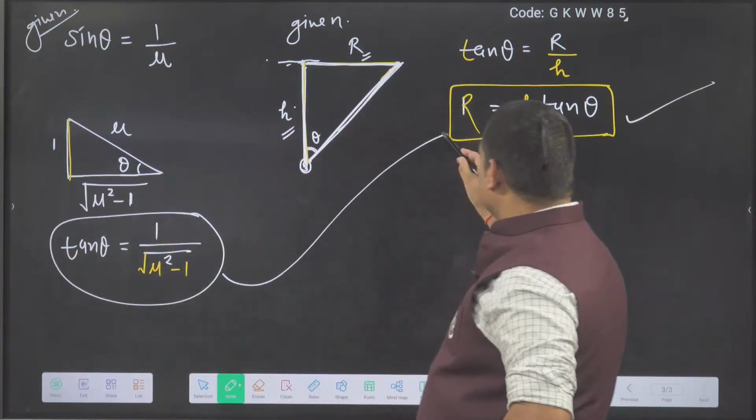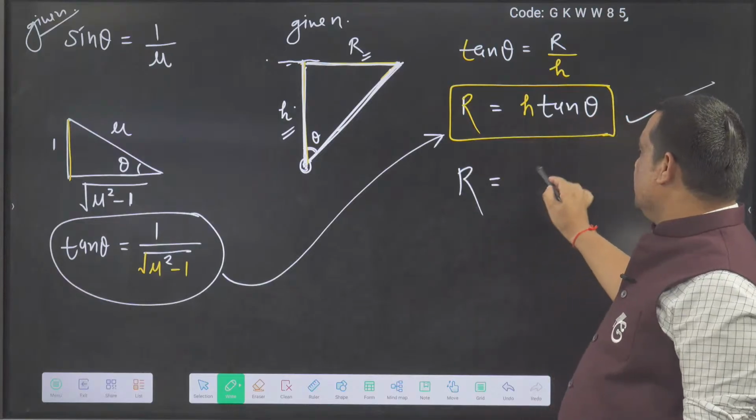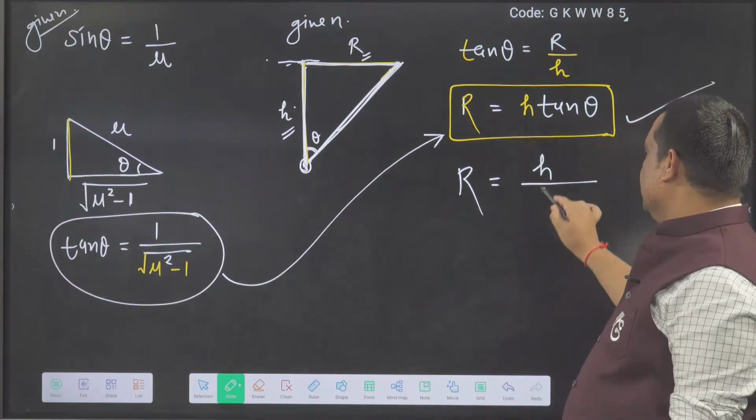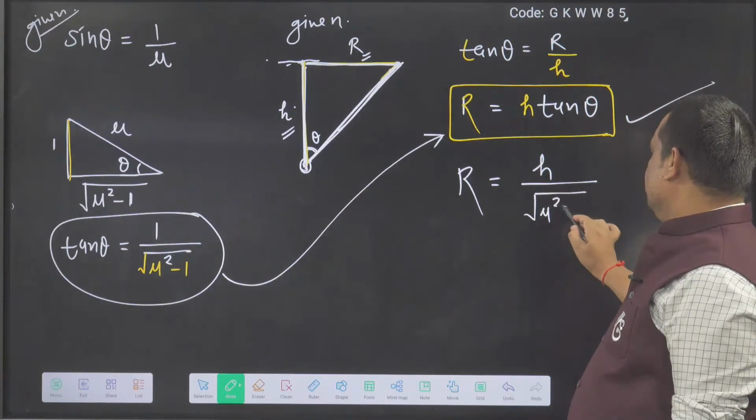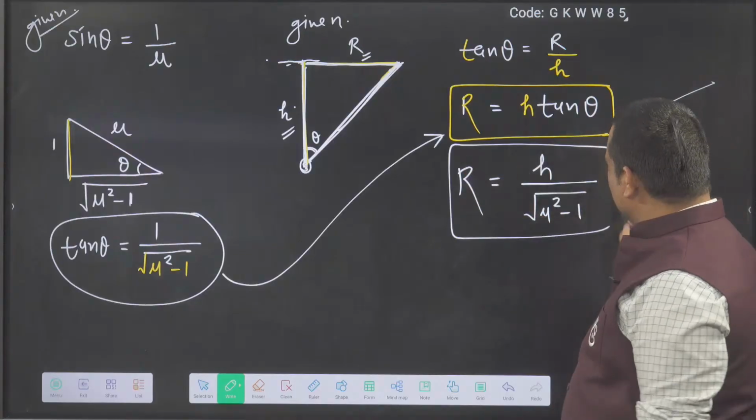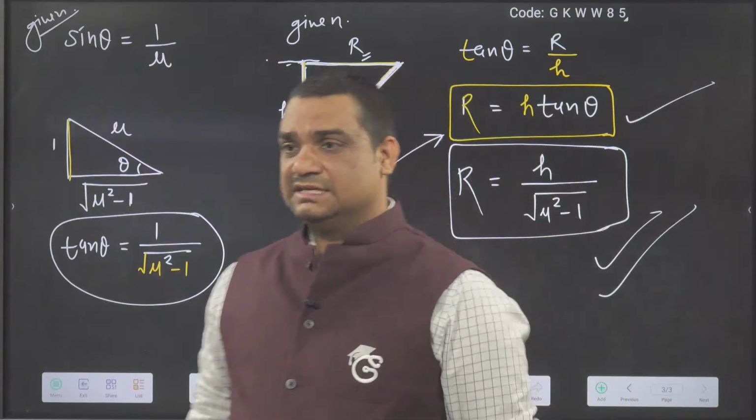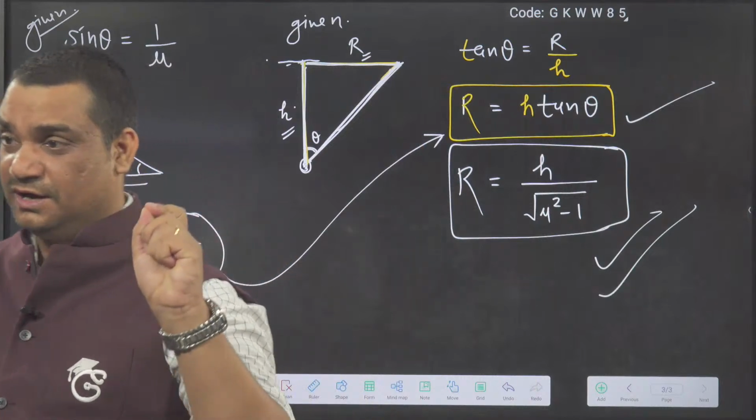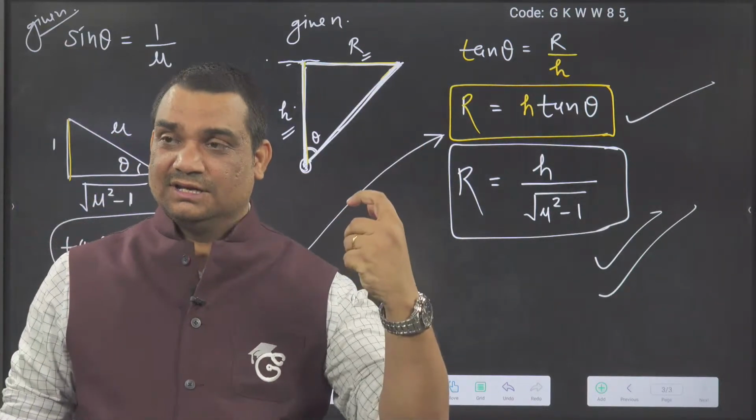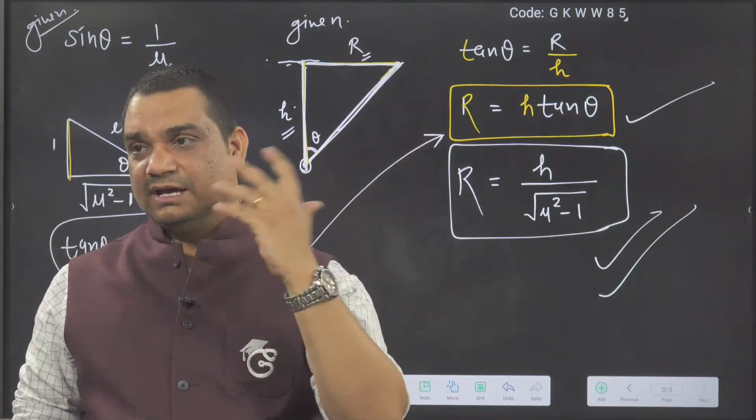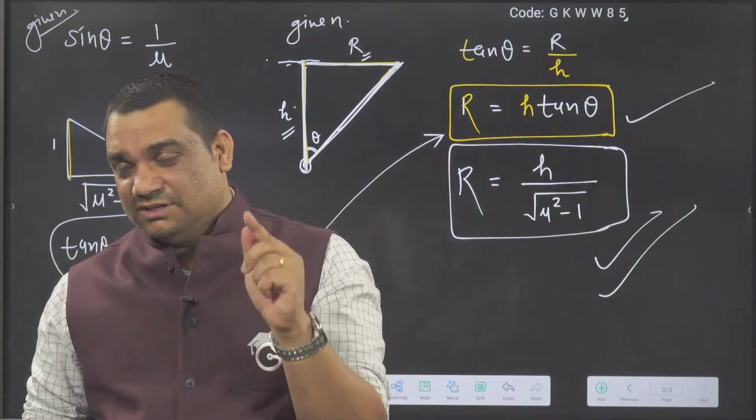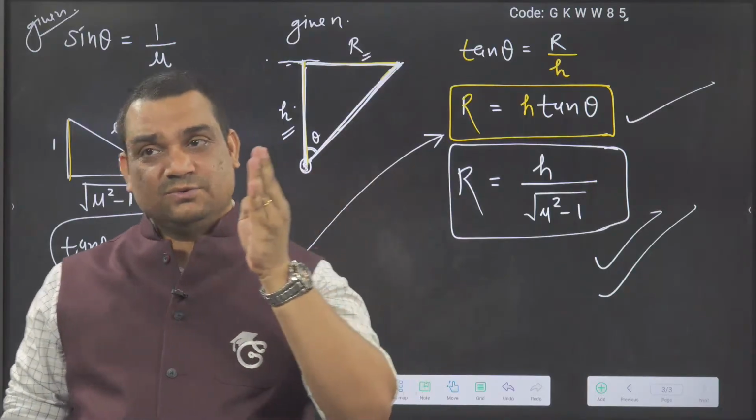This tan theta you have to put here, so you can write r equal to h divided by root of mu square minus 1. This will be one important formula, which will be discussed later on. I just showed one case of how we are going to use trigonometry in one of the chapters, and this conversion will be used in many questions also.